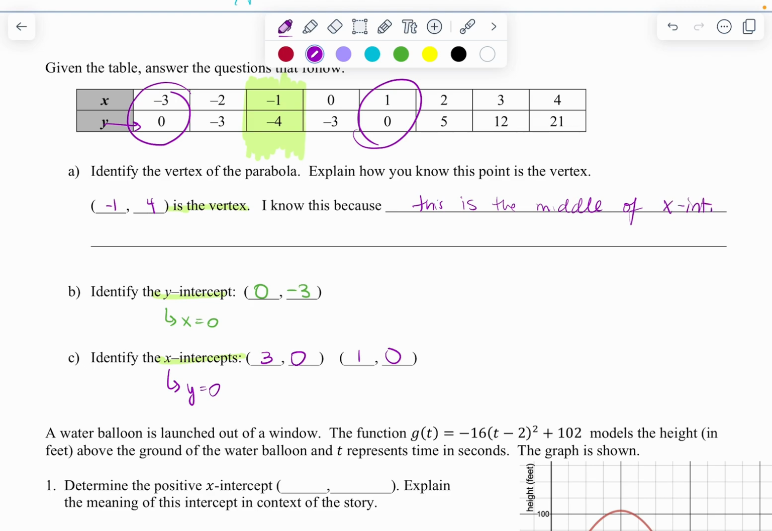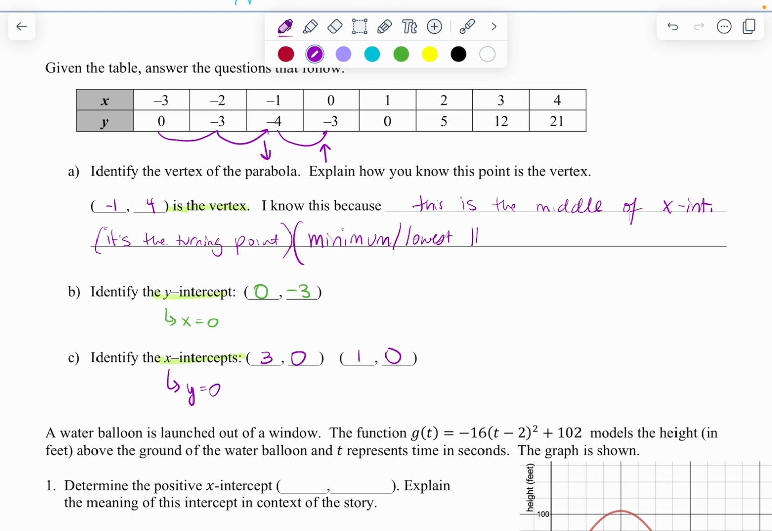You can say this. You can also say something like, I notice that these numbers are decreasing, and all of a sudden the numbers are increasing, and that turning point happens here. So 0 to -3, -3 to -4 means the numbers are going down, and all of a sudden the numbers reverse and start doing the opposite thing. We call that a turning point. So it's the turning point. You could say something like this. Or you could say it's like the minimum or the lowest number, because that's what a parabola will have.